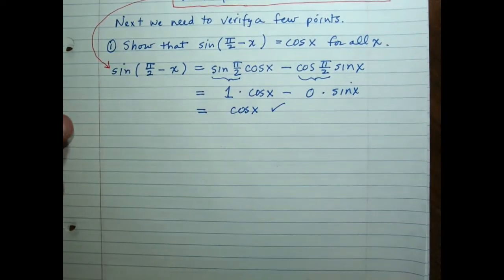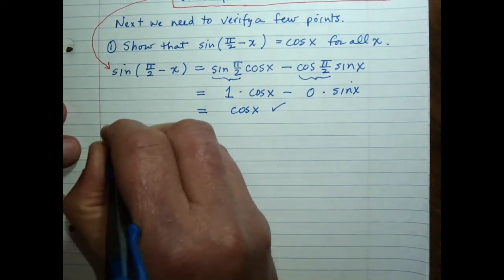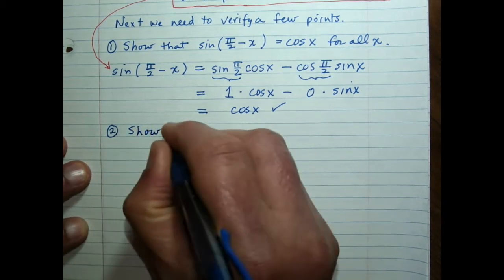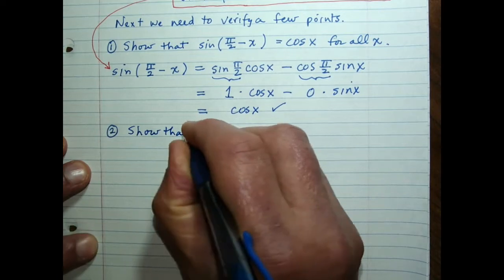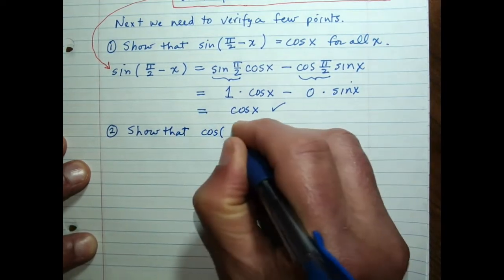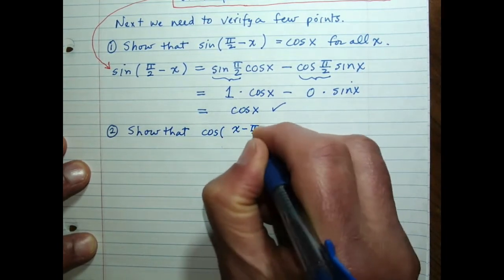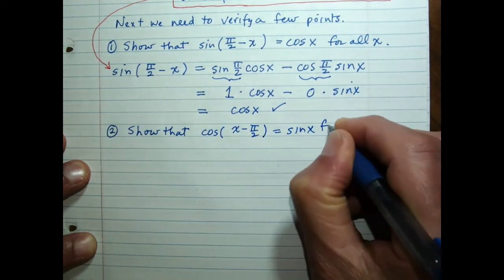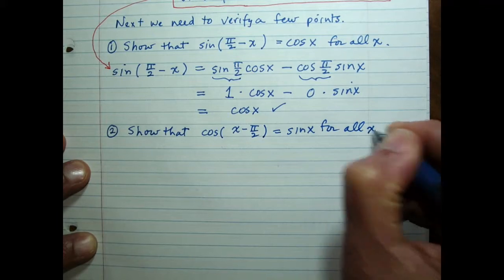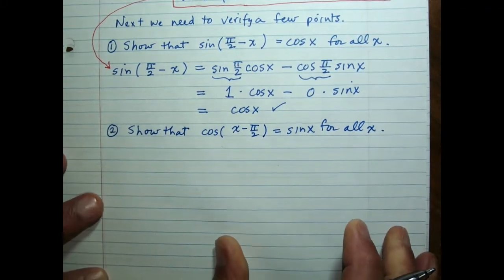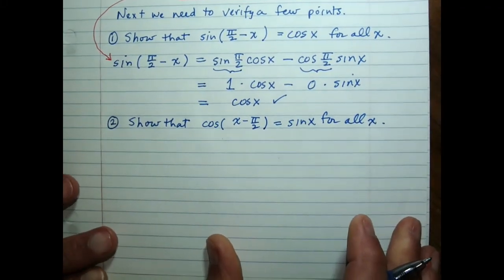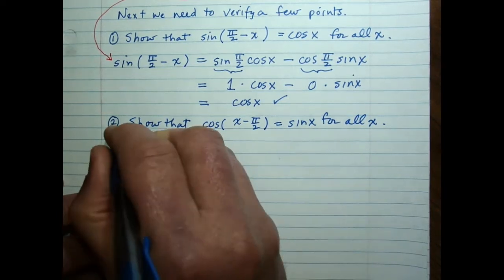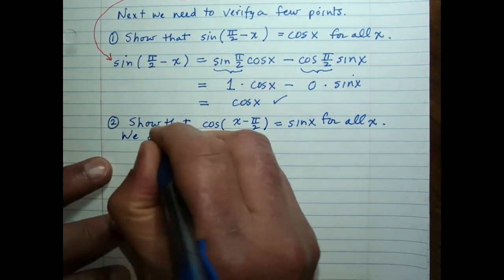Okay, now there are a few steps to this. That's one step. Step 2, I want to show that cosine of x minus pi over 2 is equal to sine x for all x. So it's a kind of similar result to number 1, but it has to do with cosine of a difference.